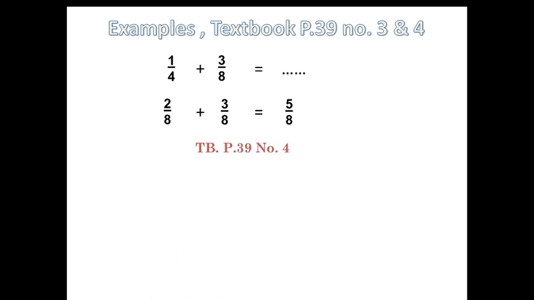Now, textbook page 39, number 4. 1 over 3 plus 2 over 9 equals... As we can see, the bigger denominator is 9. And 9 divided by 3 equals 3. So look at the denominator: 3 times 3 equals 9, and the numerator 1 times 3 equals 3. So it will become 3 ninths plus 2 ninths equals 5 ninths, or 5 over 9.